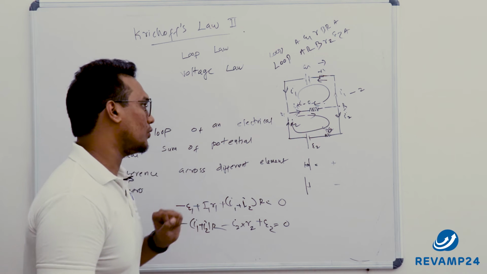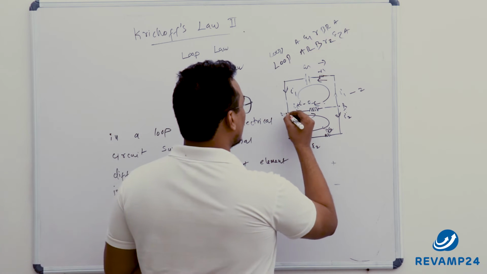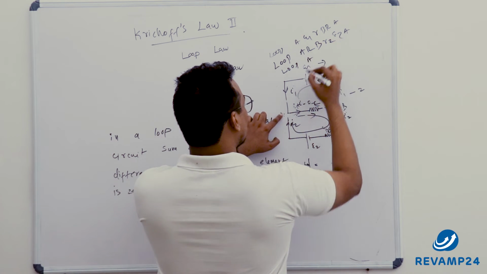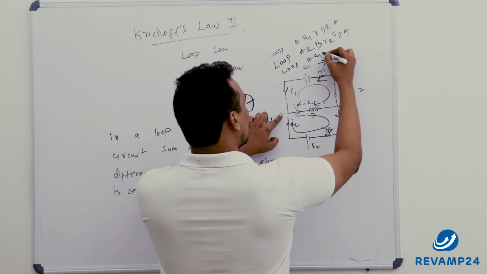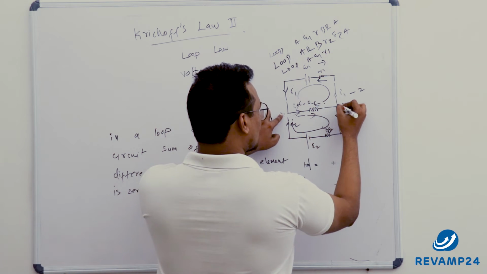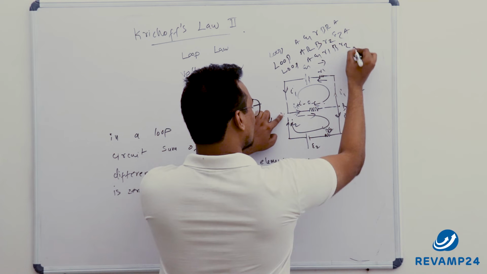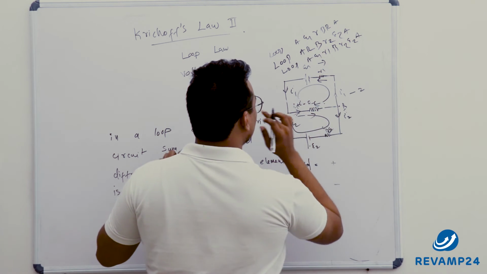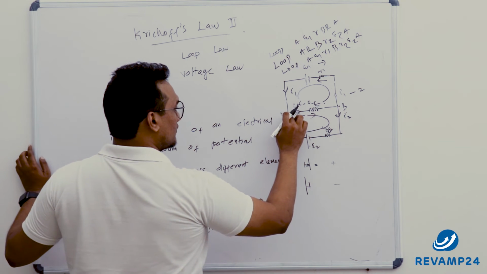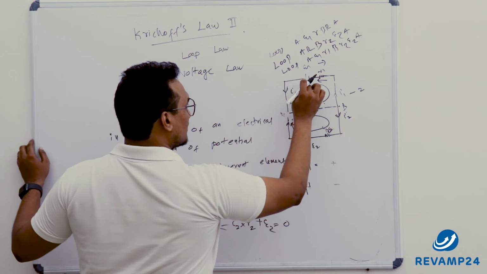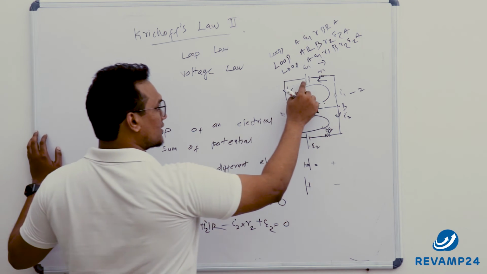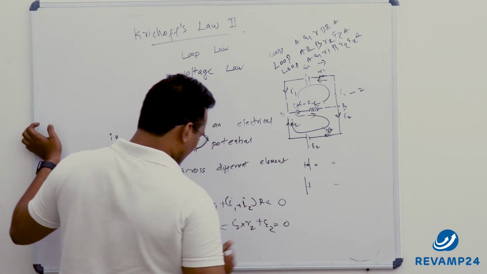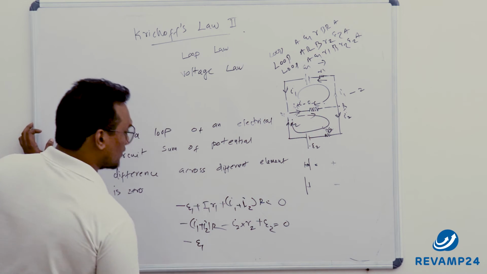We will take one more loop. By this, all your concepts will be clear. That is, a loop from A, then cell E1, then R1, then through B, then R2, then E2, then back to A. So a loop like this. Now when we start from here, we are moving our finger in this direction. We have reached the battery. From the battery it is positive to negative. Positive to negative is the drop, so minus E1.